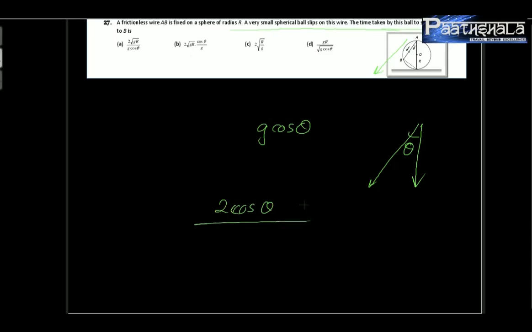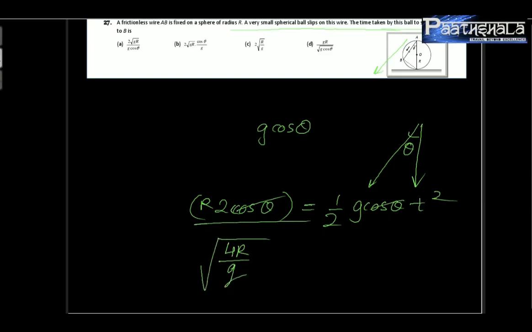Okay, so s = 2r cos theta, this is equal to half g cos theta into t squared. Cos theta goes away, so t squared is 4r by g, the root of 4r by g is equal to t. 2 root r by g is equal to t. Easy to understand. Option B is correct.